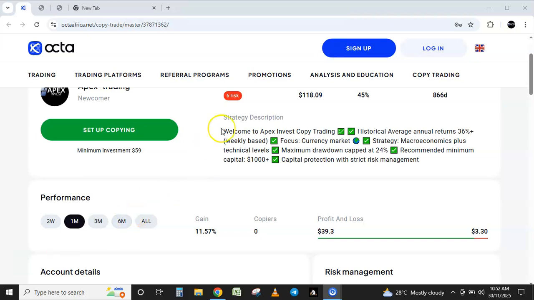So the whole idea, so this is the strategy summary of the fund. The historical performance of the fund is about 36%, which is very big, annualized. Then the drawdown, the worst case scenario is here. Then the recommended amount is $1,000, not this one you are seeing here, $1,000. Then the core model behind the fund, it is a macro plus technical level strategy. That is the major strategy of the fund.